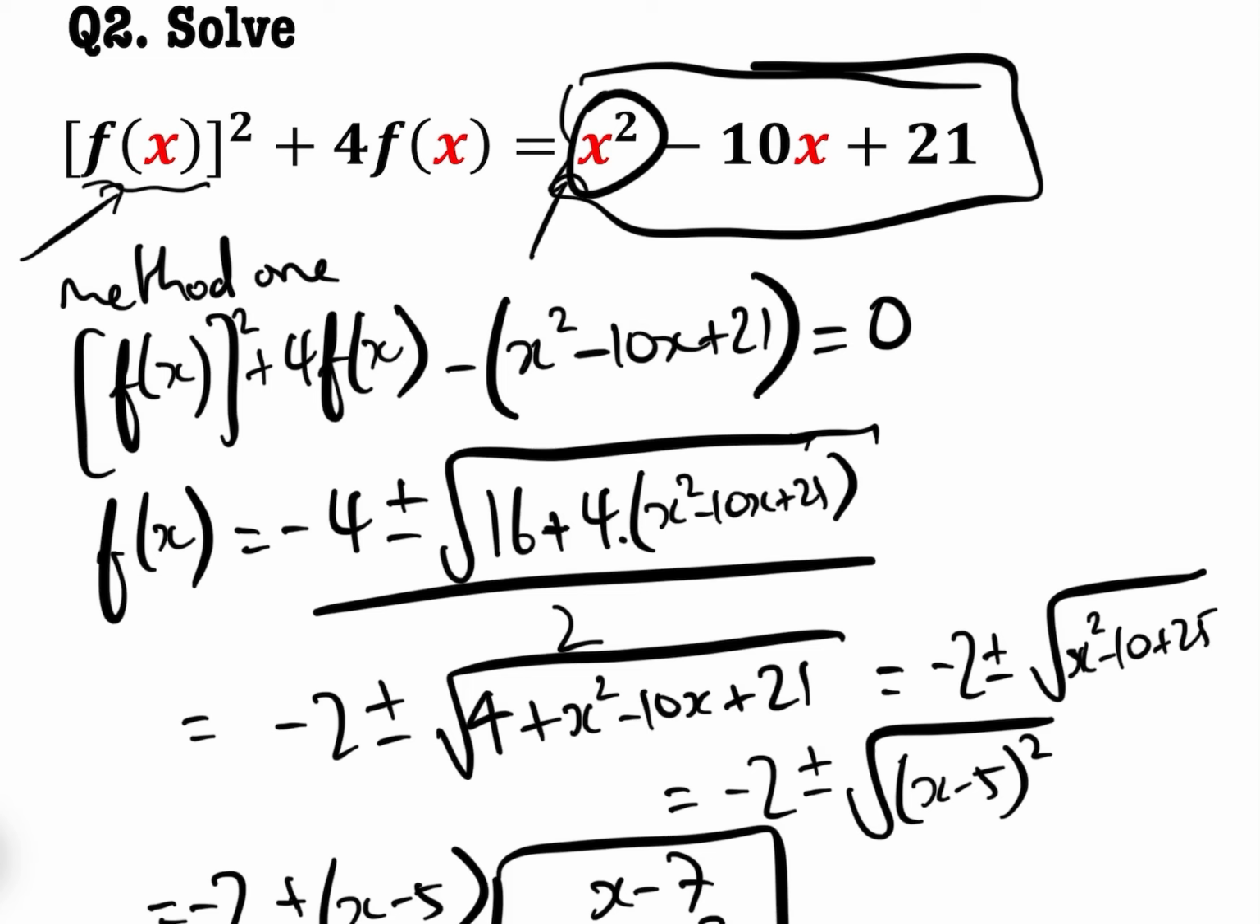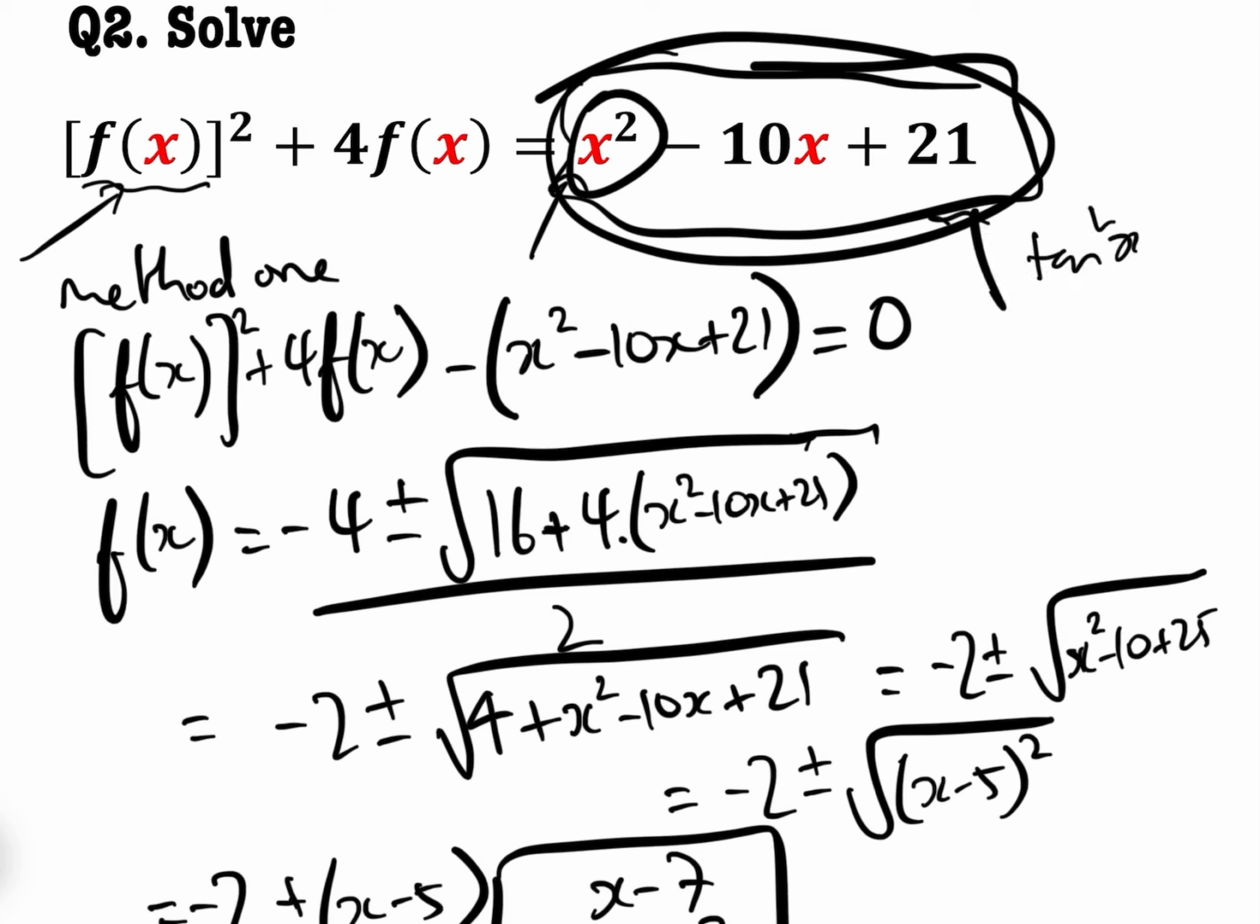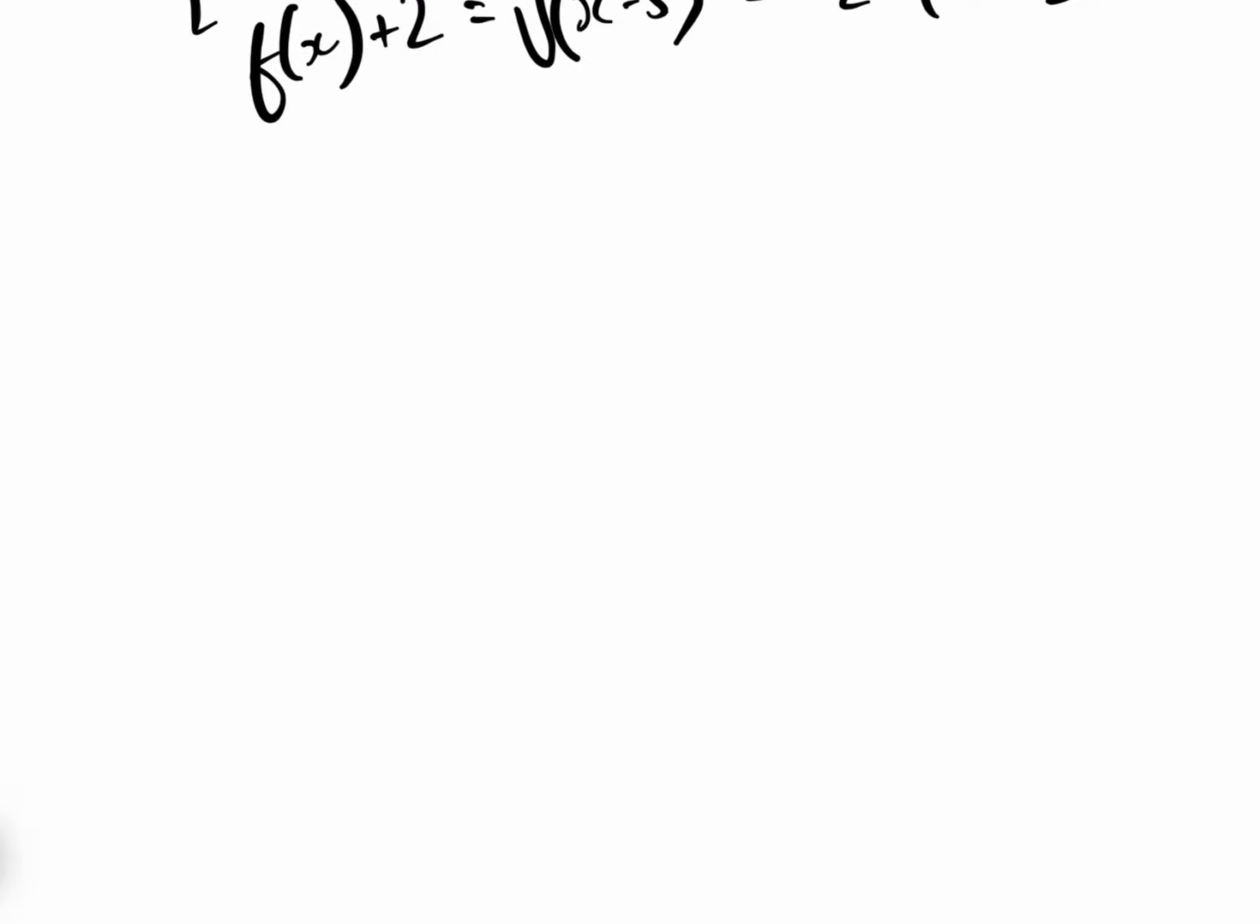The problem with this is, A, it only works if this is a quadratic. It certainly doesn't work if that's tan squared x or whatever. B, it's not absolutely certain that f of x is linear. It doesn't tell us that in the question. But anyway, let's give it a go just to show you.